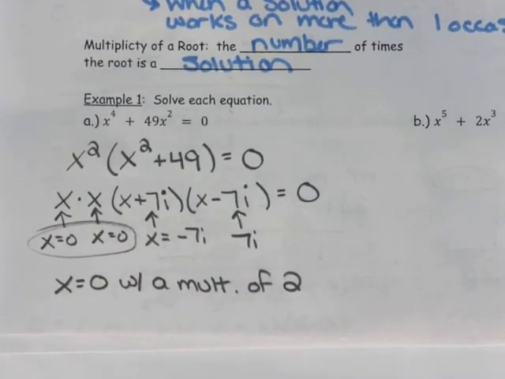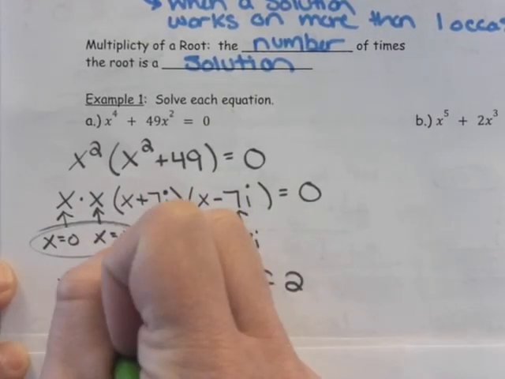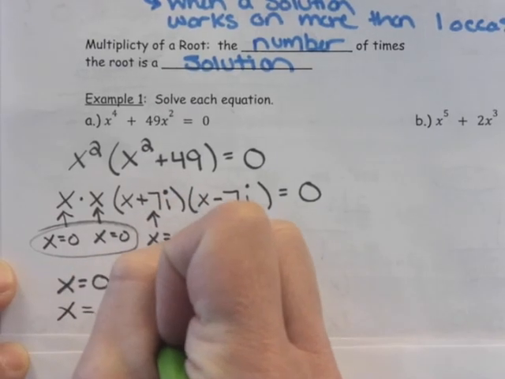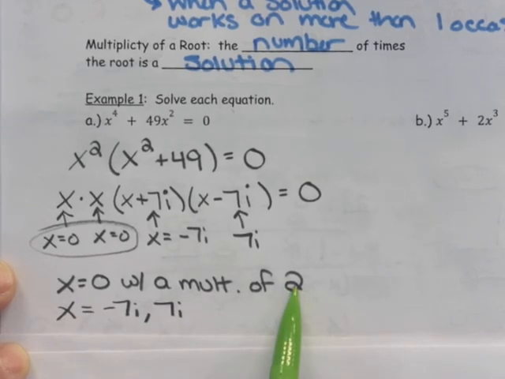If it had worked 3 times, I would say 3. If it had worked 10 times, I'd say 10. So x equals 0, this is my shorthand, with a mult, which is short for multiplicity, of 2. Then, I also have x equals negative 7i and positive 7i. I have 1, 2, 3, 4 solutions.